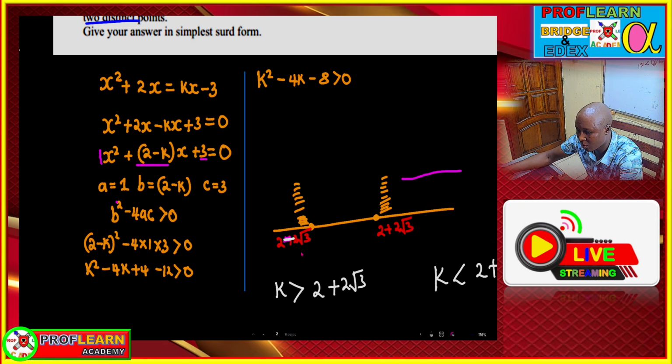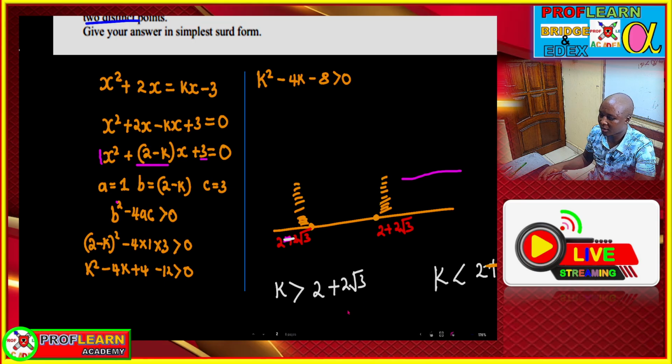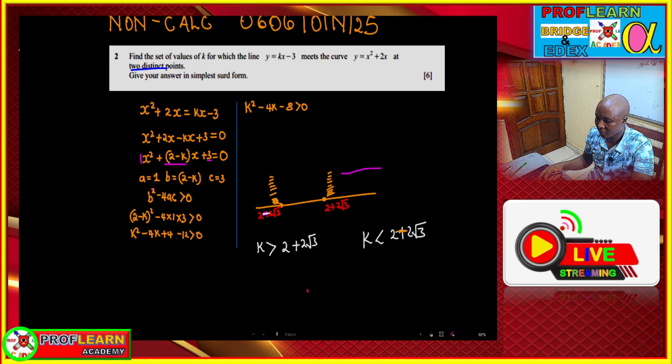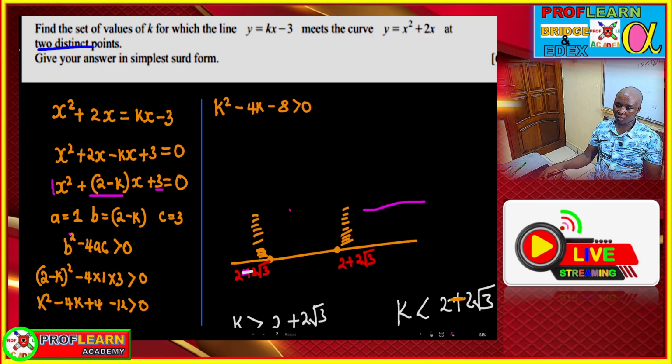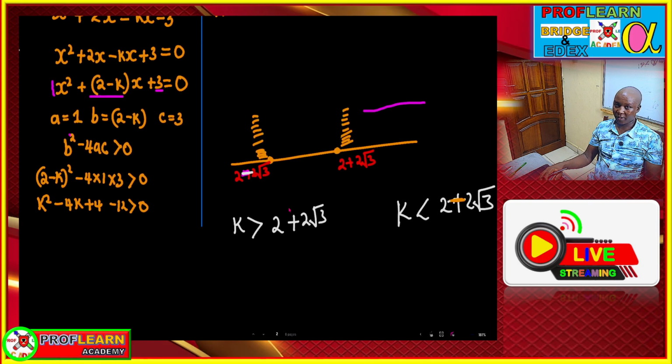minus 2 root 3, and this is going to be greater than 2 plus 2 root 3 less than 2. Let me just correct that. Minus 2 root 3. So this is minus. I think I might have, yeah, so don't get confused there. It should be 2 minus 2 root 3 and 2 plus 2 root 3. So that's going to be the solution, or the range of values for x for which this has two distinct roots.